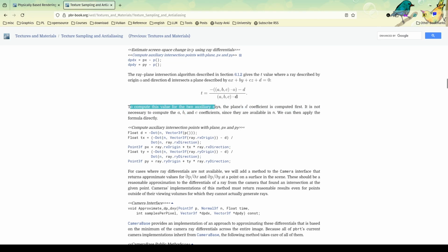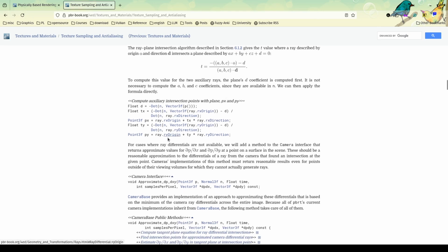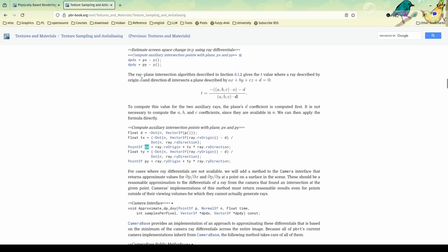So to compute this value for the two auxiliary rays, we first compute the plane's d coefficient, and we don't need to compute ABC because they are basically the normal, and then we can apply the formula directly. Yeah, to get the px and py, and then we do this.